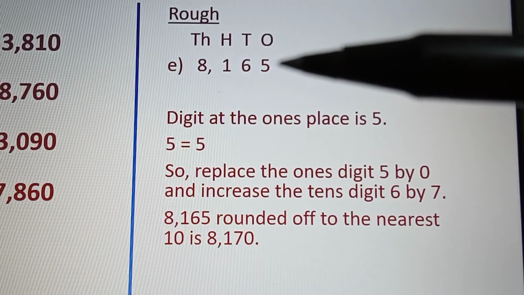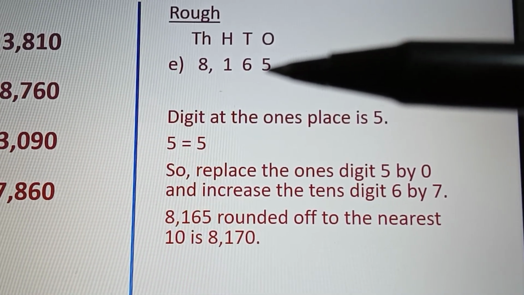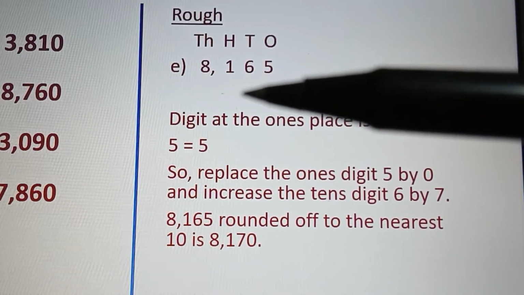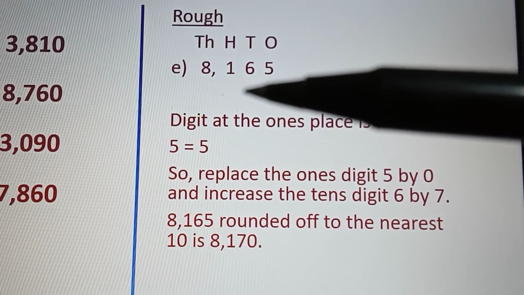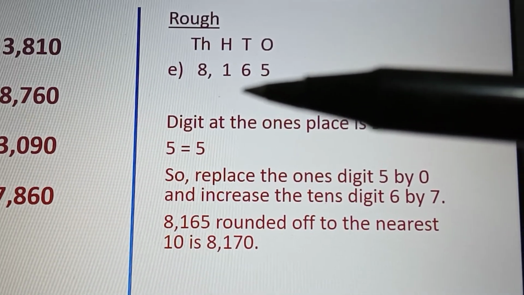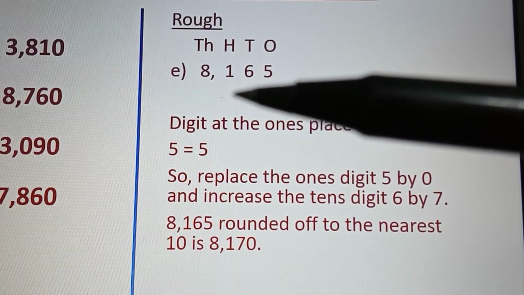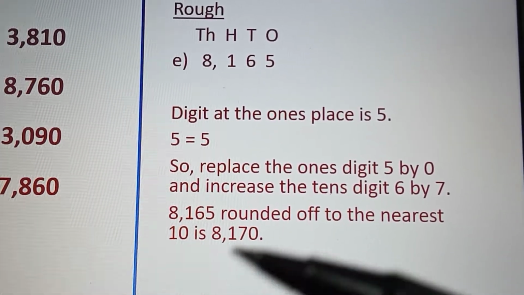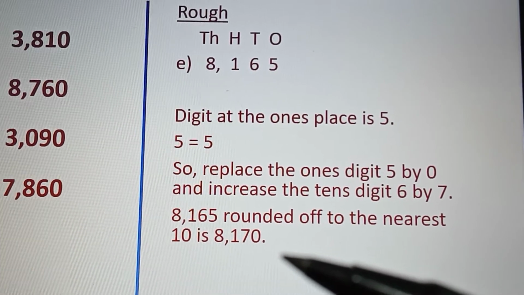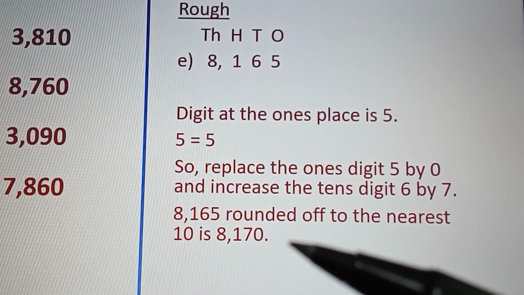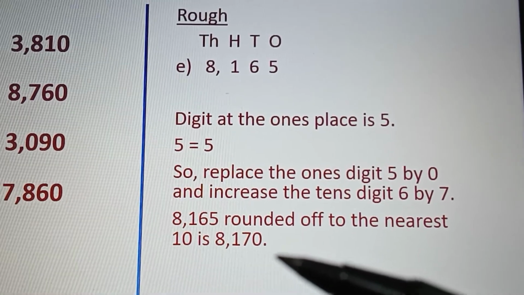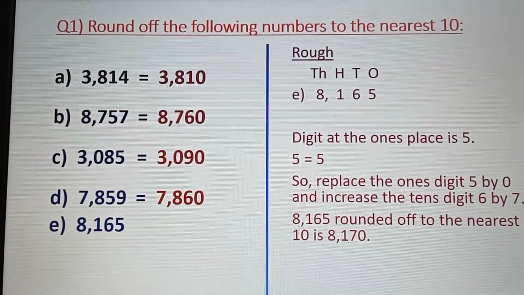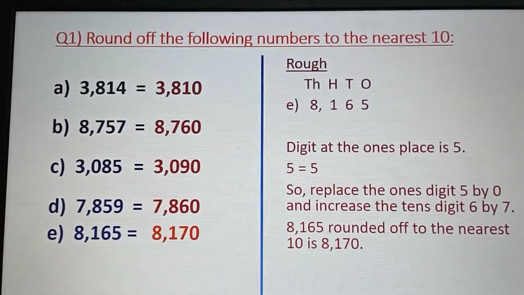This ones digit will become 0. So in the place of 5 we will write 0. But at the same time this tens digit will increase by 1. So 6 will become 7. So our number will be 8170. So 8165 rounded off to the nearest 10, the answer will be 8170. Okay. So we will write here, children, 8170. I hope you are getting it.